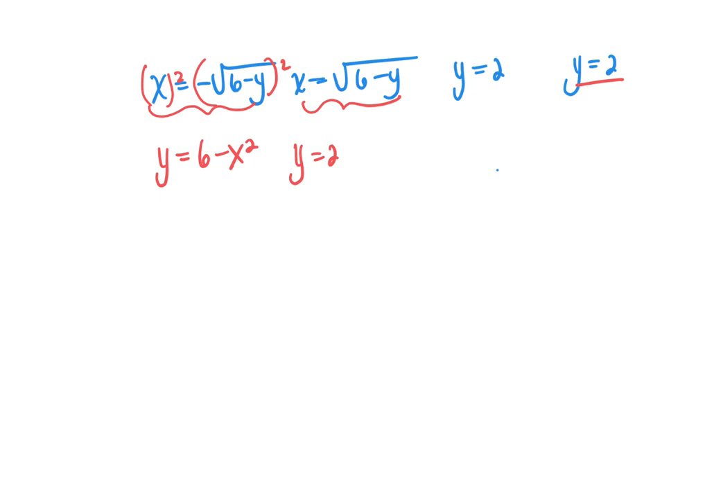So now I start the process of where do they intersect, which one's higher, which one's lower, so that I know, which I actually shouldn't already know this, but that's okay. So I'm going to say 6 minus x squared equals 2. So that means x squared equals 4. So x is going to be negative 2 or positive 2.